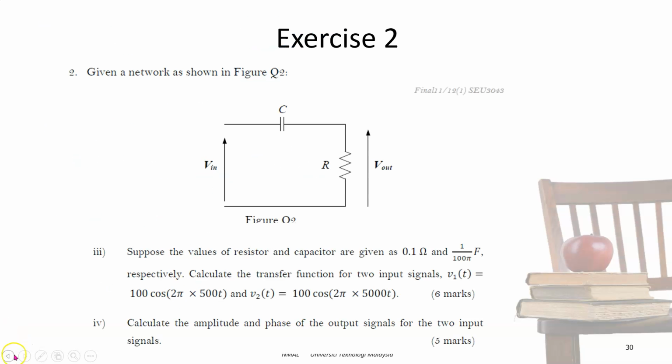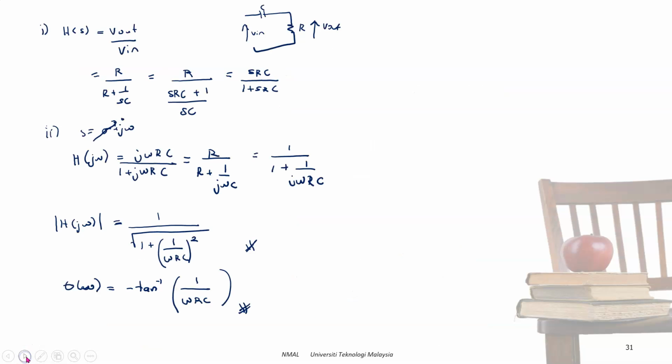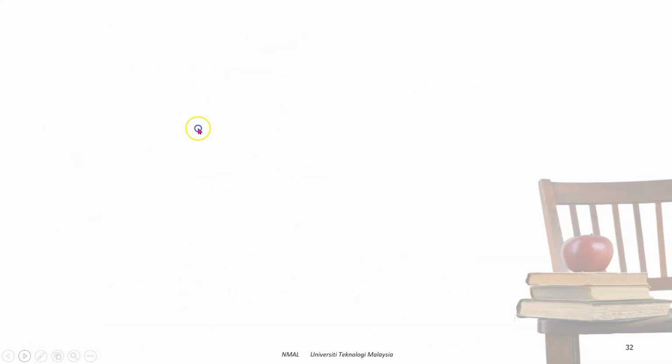Back to question 3. Okay, you need to find the values of the resistor and you need to find the transfer function for these two input signals, with the resistor and capacitor values given and also the V1 and V2 values given. Okay, so let me put it here.